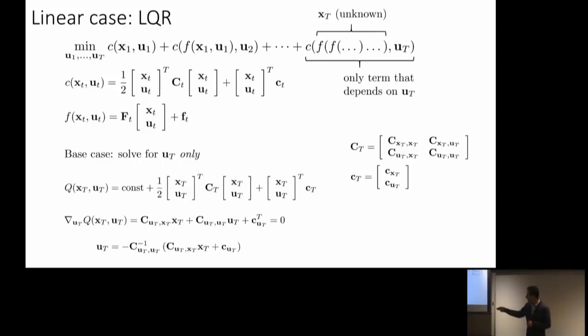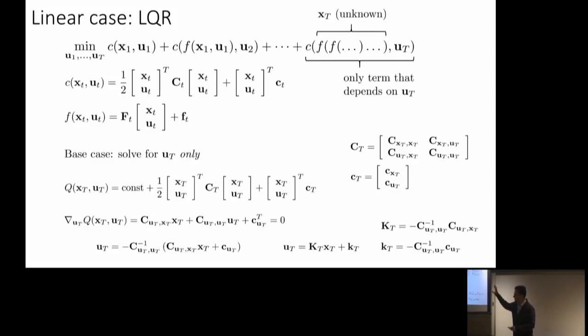For simplicity of notation, I can write u_t as being equal to some matrix times x_t plus some vector. And of course, the matrix part comes from here. The vector part comes from multiplying this by this thing. So this is the equation for capital K, and this is the equation for lowercase k. So now I have an equation for the last action u_t in terms of the last state x_t.